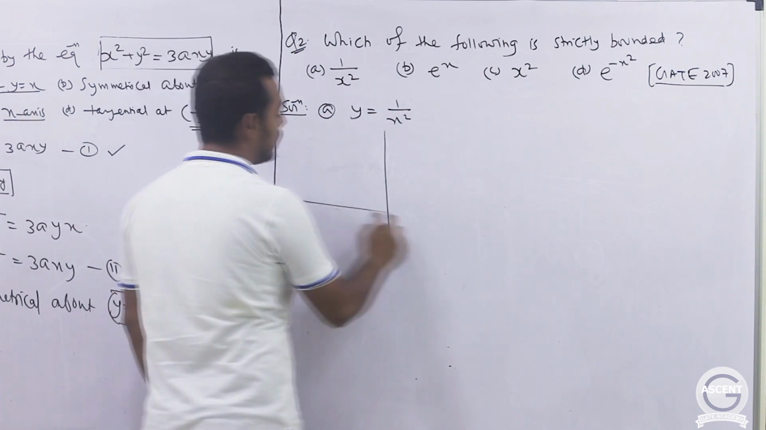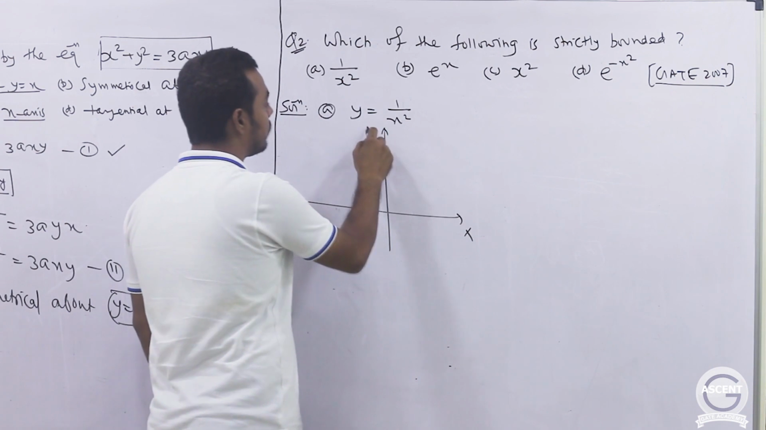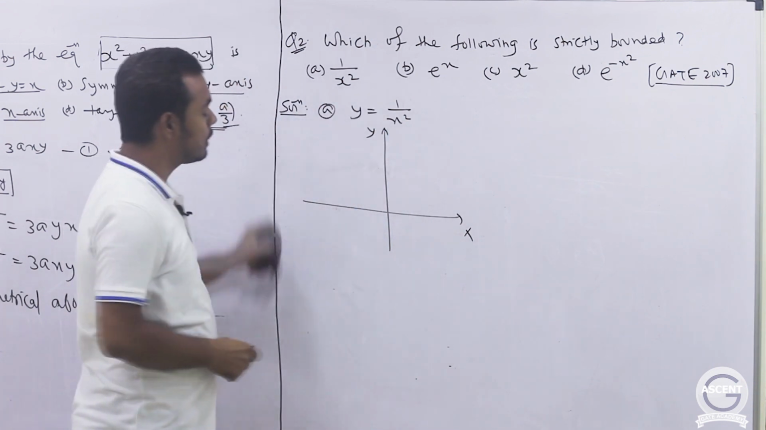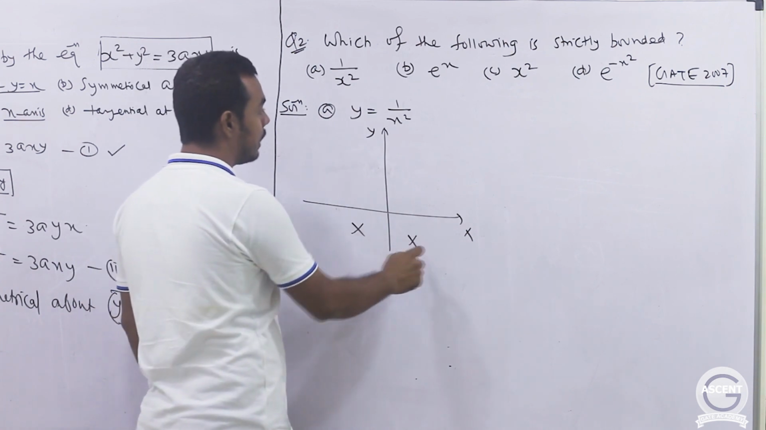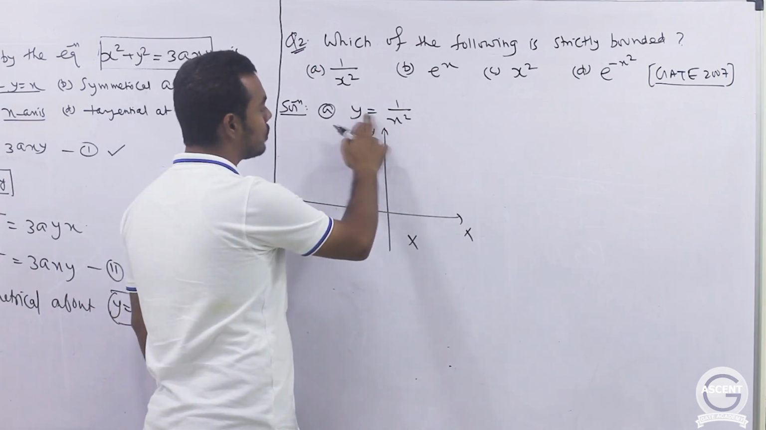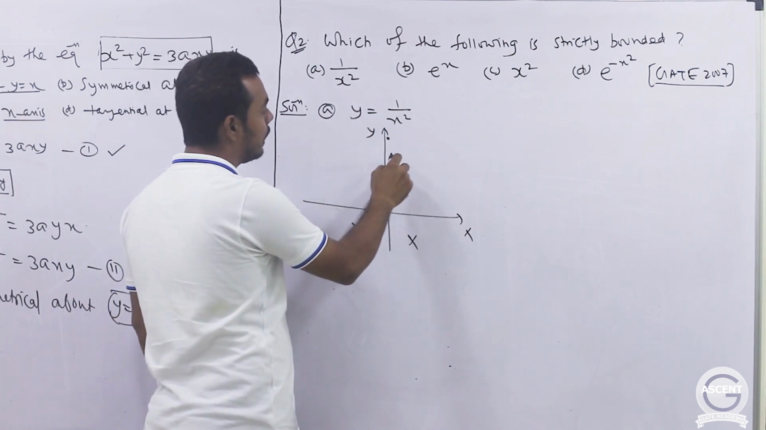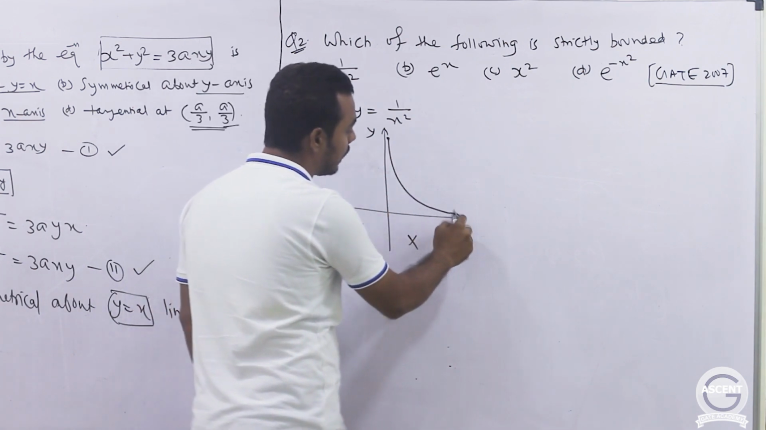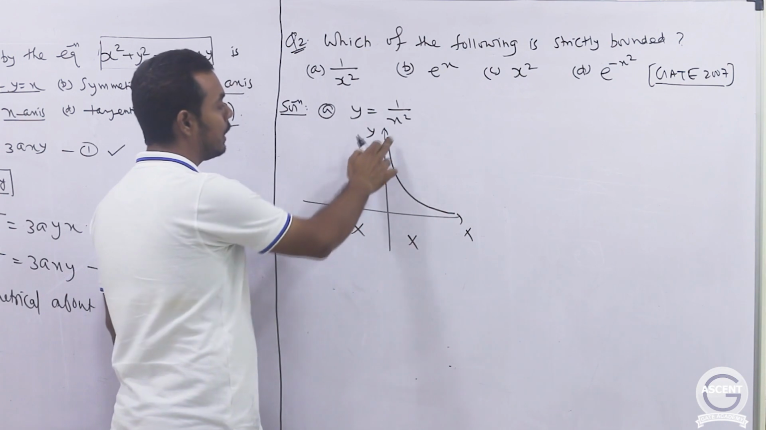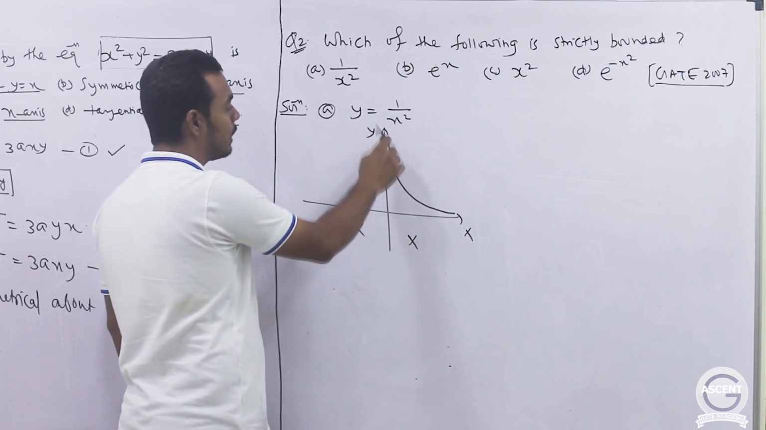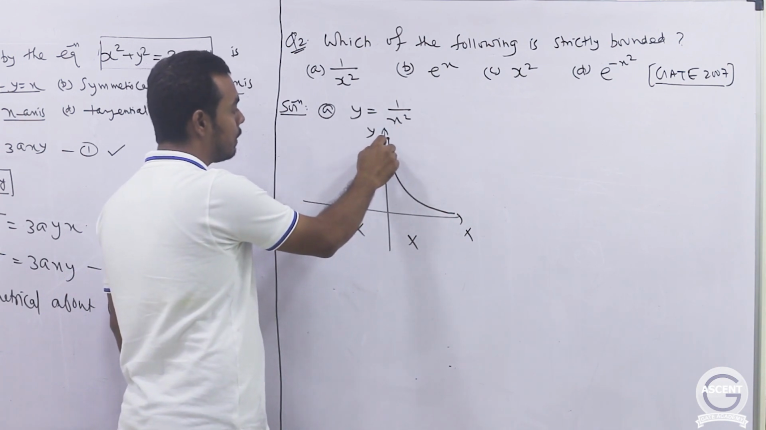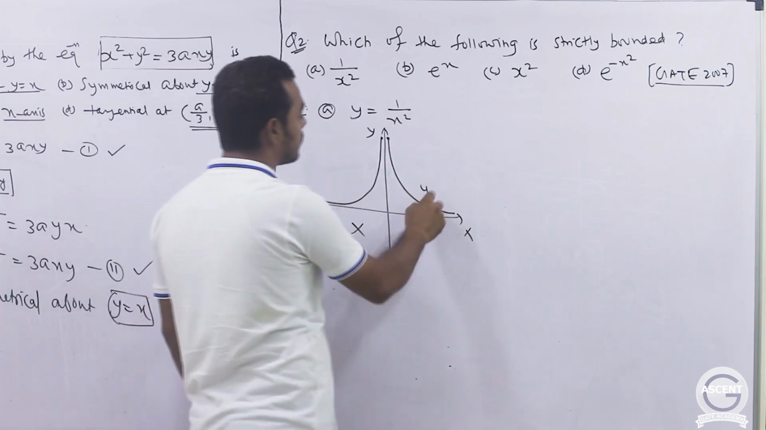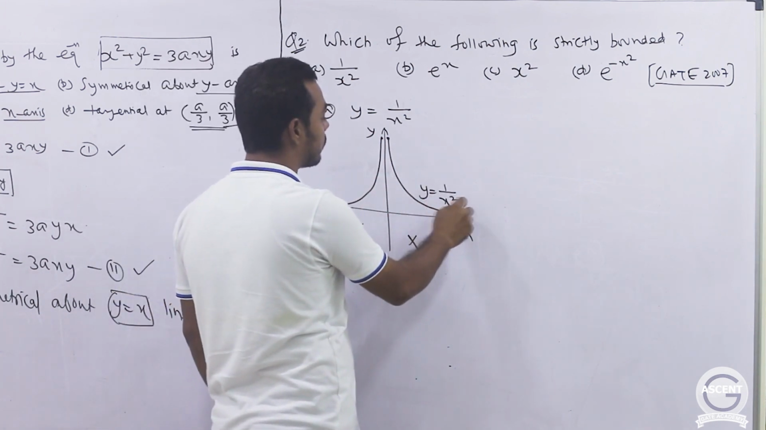The graph of this function is y equals 1 by x square. Whatever be the value of x, y is always positive, so the graph will be in the first and second quadrant. When x is very close to 0, y will be infinity, and as you increase x, the value of y will decrease. If you replace x by minus x, you get the same equation, so it will be symmetrical about the y-axis. So this is your graph of the function y equals 1 by x square.